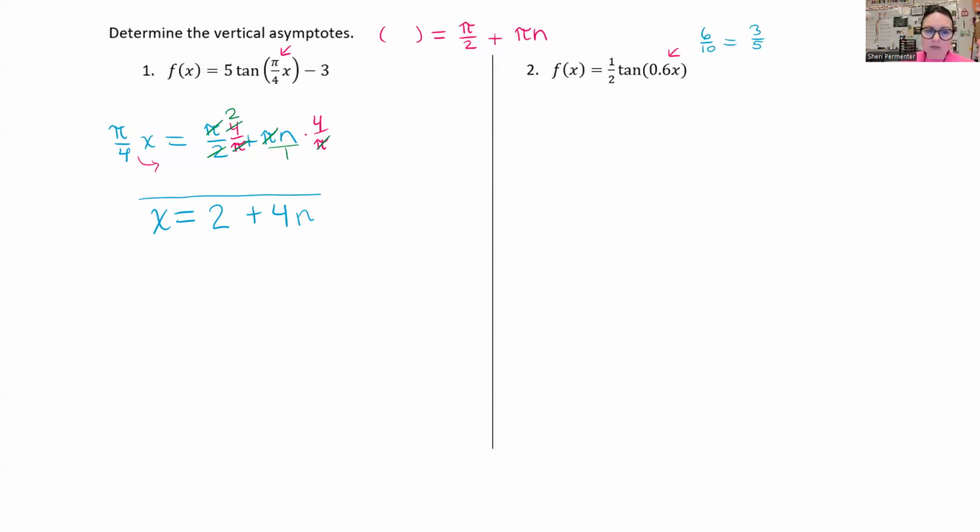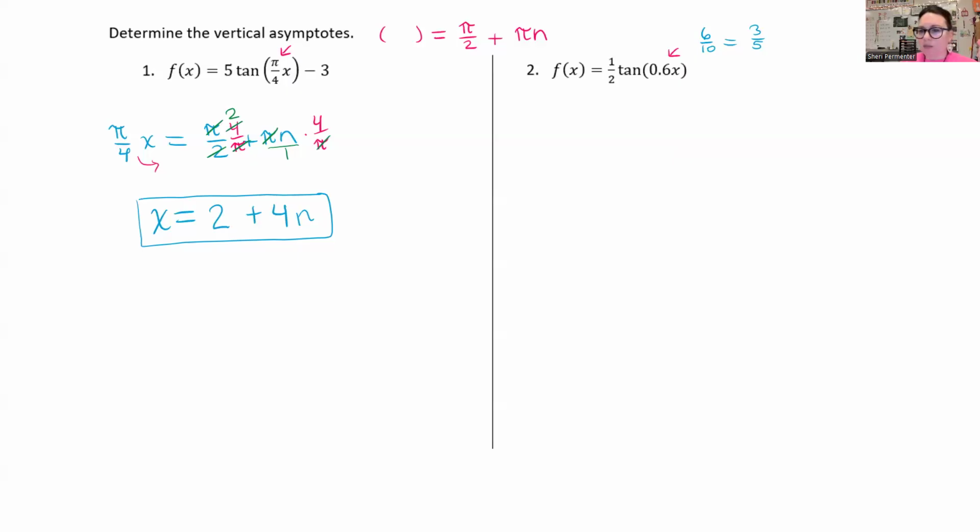So when we are solving for the vertical asymptotes, we set the stuff in parentheses equal to pi over 2 plus pi n, and then we solve for x. And it's usually just one step. It's dividing by whatever is with the x part.